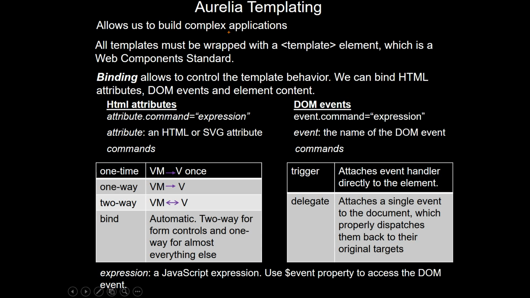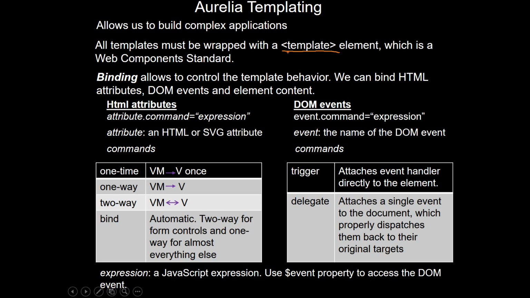So what is Aurelia templating? It allows us to build complex applications. So if you remember, in the introduction to Aurelia, I told that Aurelia is built on top of the web component standard. And this template element, which is an HTML element, is a web component standard. All it does is it allows you to define an HTML snippet or fragment that the browser will simply ignore. It is inactive or inert. So Aurelia takes that and then it gives life to that by rendering it.